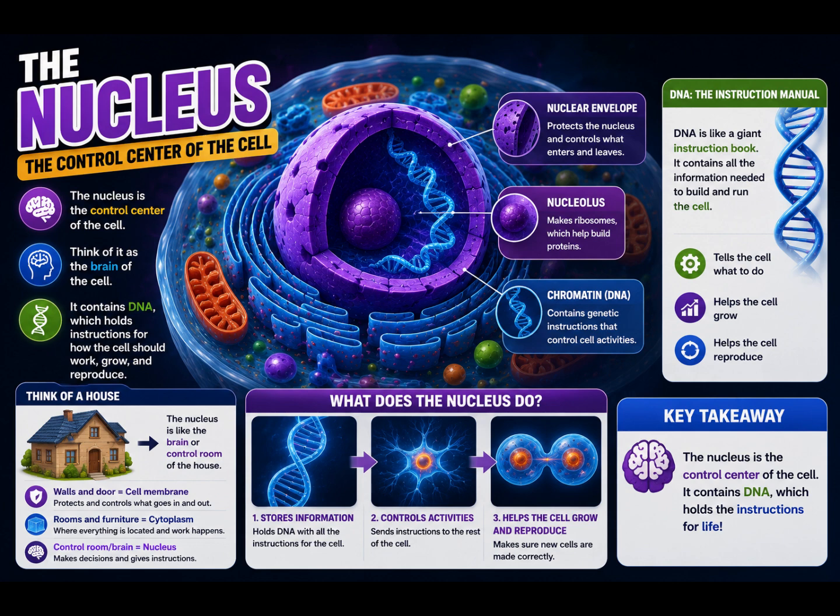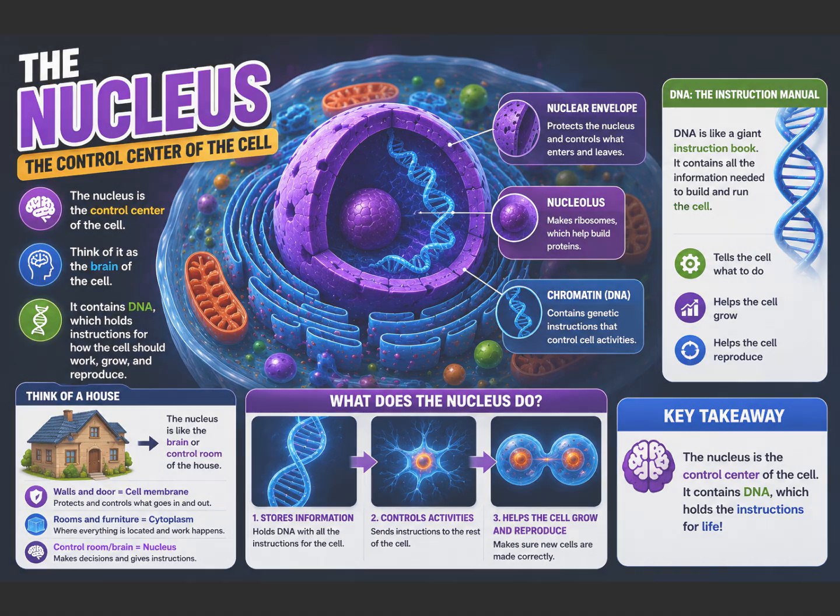Nucleus. The nucleus is the control center of the cell. Think of it as the brain of the cell. It contains DNA, which holds instructions for how the cell should work, grow, and reproduce. So remember, cell membrane equals protective wall. Cytoplasm equals jelly-like interior. Nucleus equals control center. These three parts help keep the cell alive and functioning.